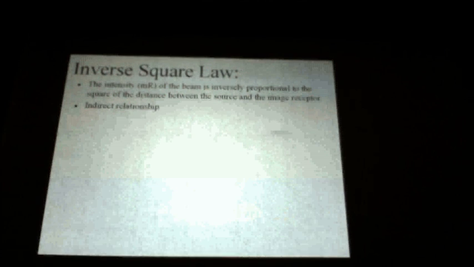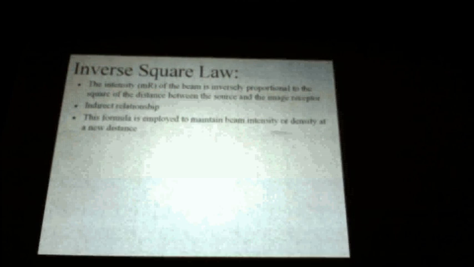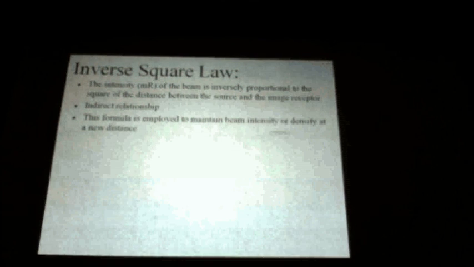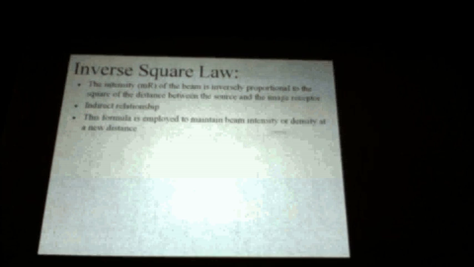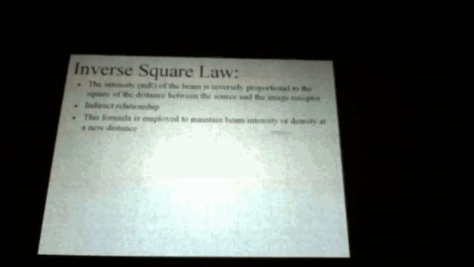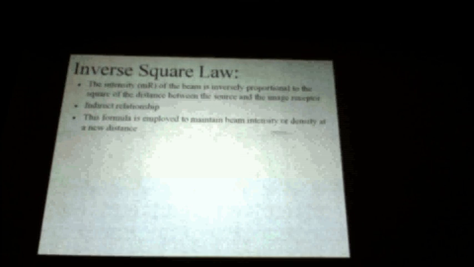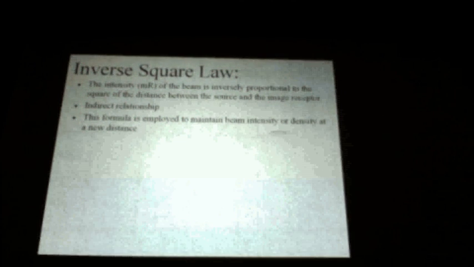What's going to happen to my density? That's going to go up. Okay, it's going to go up. So this formula is used to adjust beam intensity for new distances. So if I, for whatever reason, needed to shoot my KUB at 50 inches, how would I know what technique to use? Okay, that's what this formula tells you. It will give you the new mass that you would use at 50 inches. It would take the mass that you used at 40 inches and convert it to a mass that you could use at 50 inches.